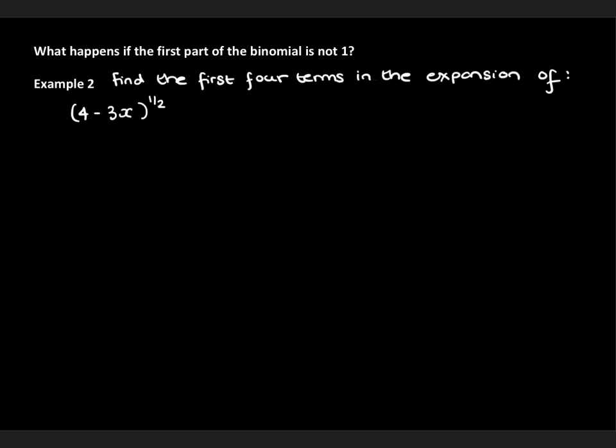So let's look at a second example. We're going to find the first 4 terms in the expansion of 4 minus 3x all to the power of a half. So think about what we did last time. I'm going to set up my large square brackets, purely for clarity here, where the 4 minus 3x will be inside these large square brackets, so everything has to be raised to this power of a half.